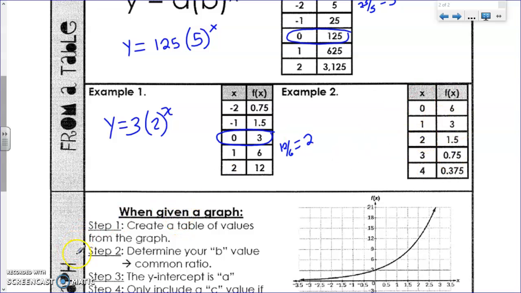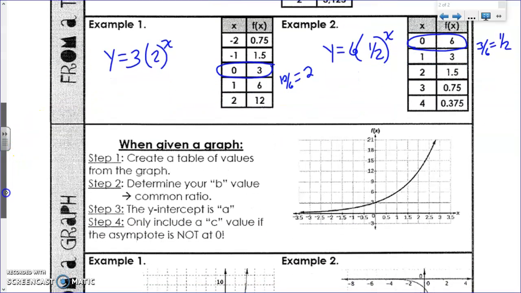You try number 2. Okay, what is our starting point? 6, because we go 0, 6. And then is this one increasing or decreasing? Decreasing. So if I do 3 divided by 6, I get 1 over 2. So it would be 1/2 to the x. No, I'd like to use fractions. But if you put 0.5, it's easier to see as a fraction. So unless it's a real life situation, I like to use fractions always. All right. Everybody good with the table?